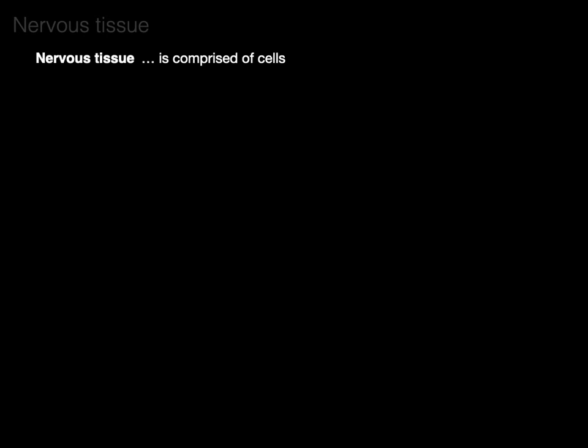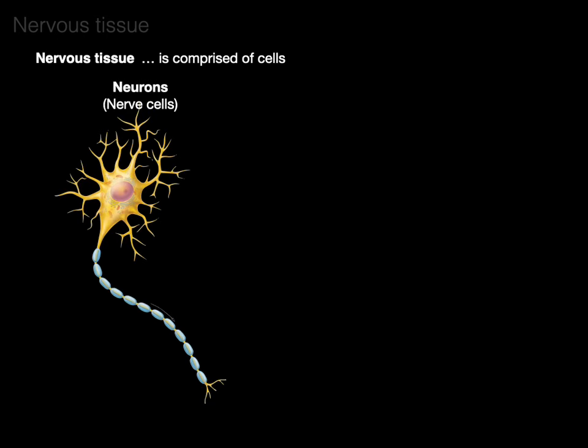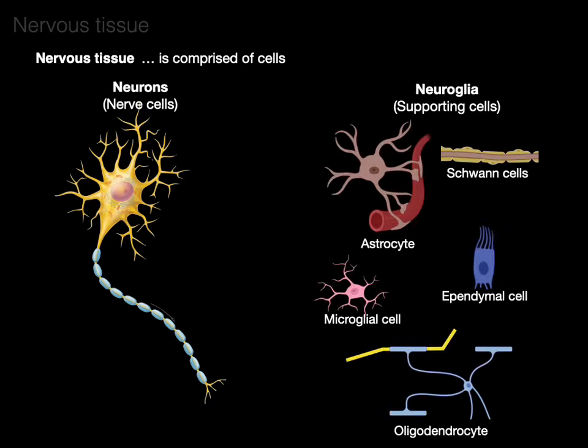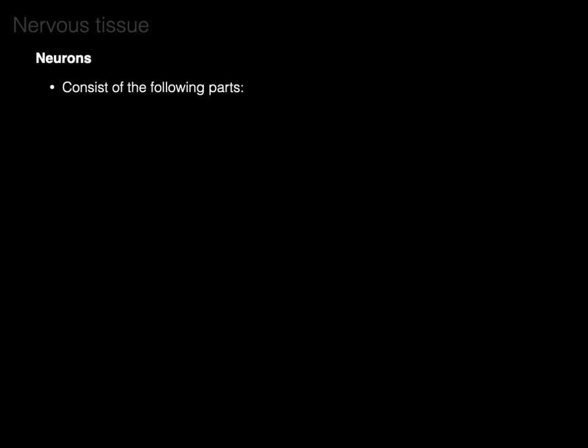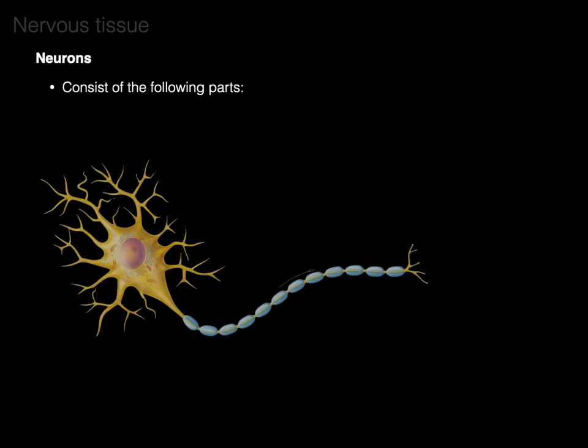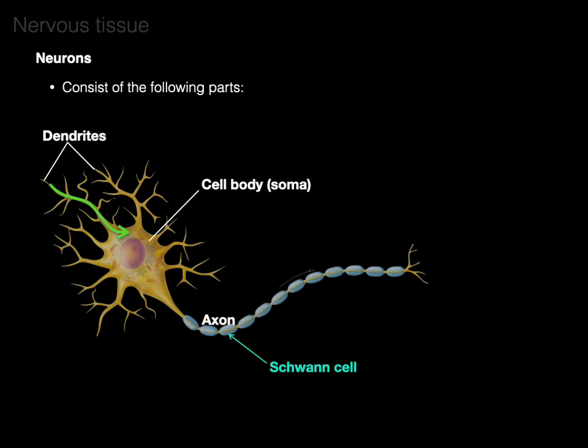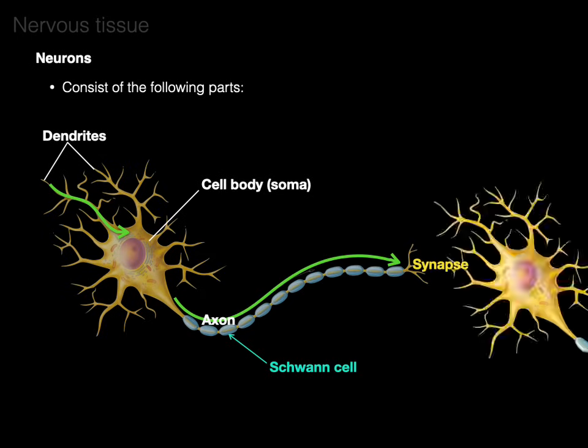Nervous tissue is comprised of cells. Neurons are the functional part, and glial cells or neuroglial cells are the supporting cells. Let's start with neurons. A neuron consists of the following parts: dendrites that conduct an action potential towards the cell body or the soma, and then axons, surrounded by Schwann cells to insulate, that conduct the action potential towards the terminal axon. And that's where a synapse occurs.